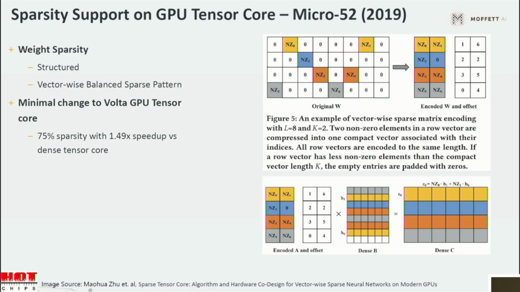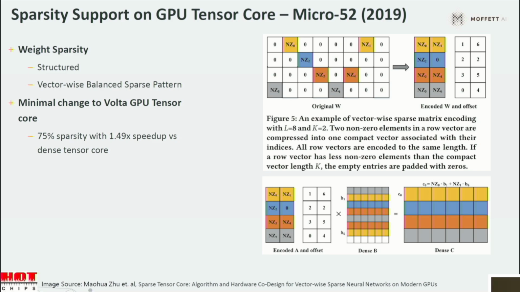And there's some sparsity support on the GPU in the research area, like a 2019 Micron paper. They propose a vector-wise sparse matrix encoding. Basically, a sparse matrix can be encoded as a non-zero data value array and an index offset array, and then they multiply the sparse matrix with a dense matrix.